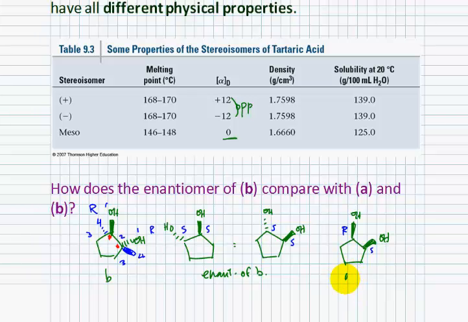Okay, meso. The meso compound would have different properties all around than all of these, and would have no direction of rotation of polarized light. So different melting point, different boiling point, different solubility, different density. The enantiomers of A and B, they would rotate light differently from each other. They may smell or taste different, but otherwise all of their properties are identical.